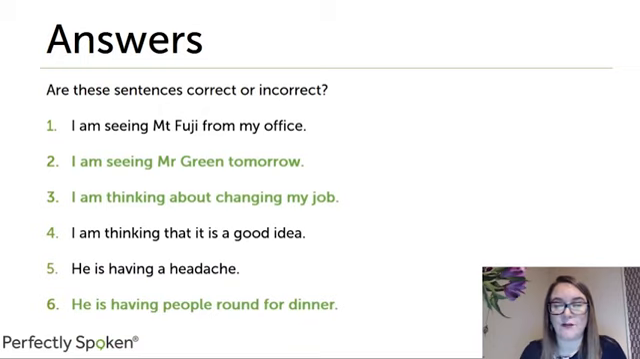And our final pair, number 6, he's having people round for dinner is correct, because here having means inviting. He's inviting people round for dinner. So really well done if you managed to get those correct. The important thing to realise is that the rule is, generally speaking, we don't use stative verbs in a continuous tense, and when we do, they do change meaning. That's the important thing to remember.